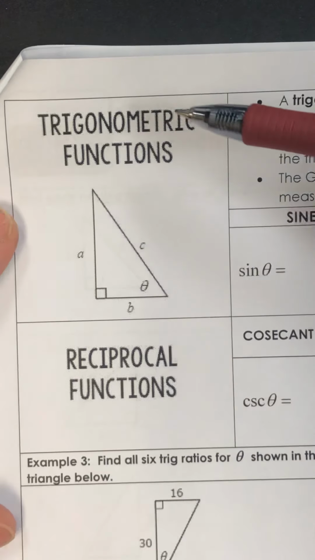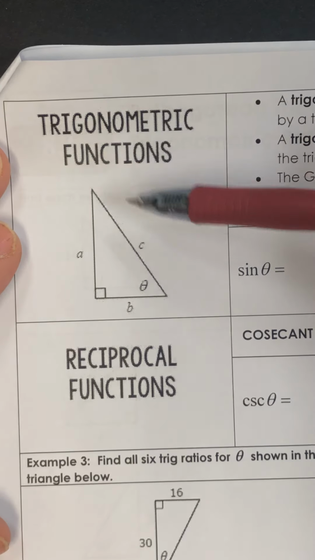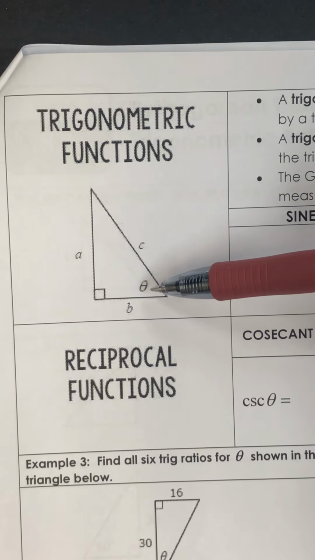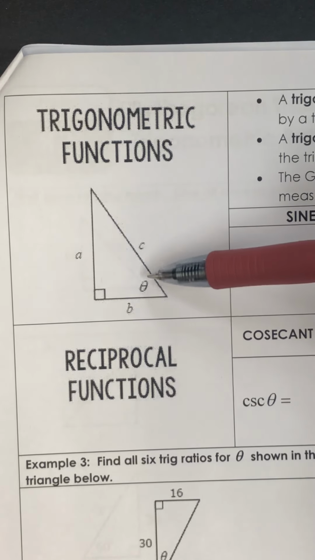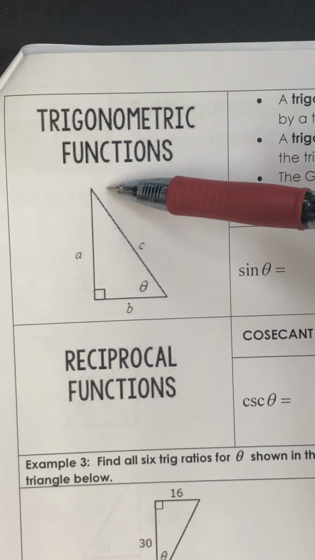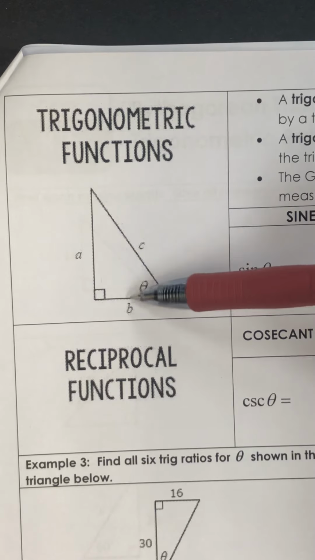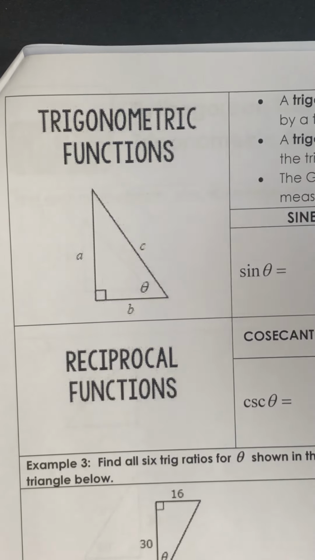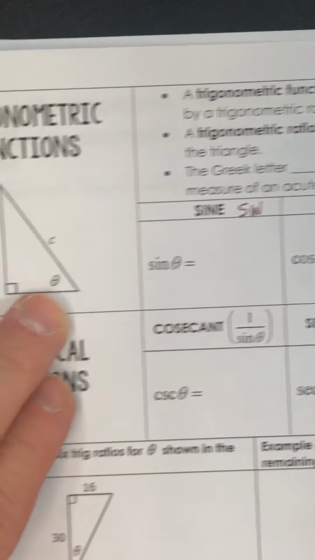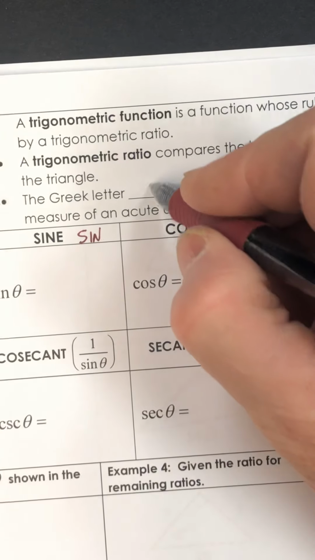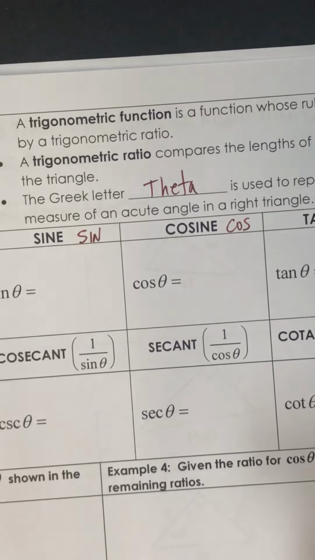For our trigonometric functions, and we'll just say trig functions, first, what angle are we starting from? If I'm starting from this angle, that's going to adjust the trig functions a little bit, or if I'm starting from this angle. It's always going to be one of the two angles, not the 90-degree angle. This little symbol right here is a Greek letter called theta, and it is used to denote a missing angle.